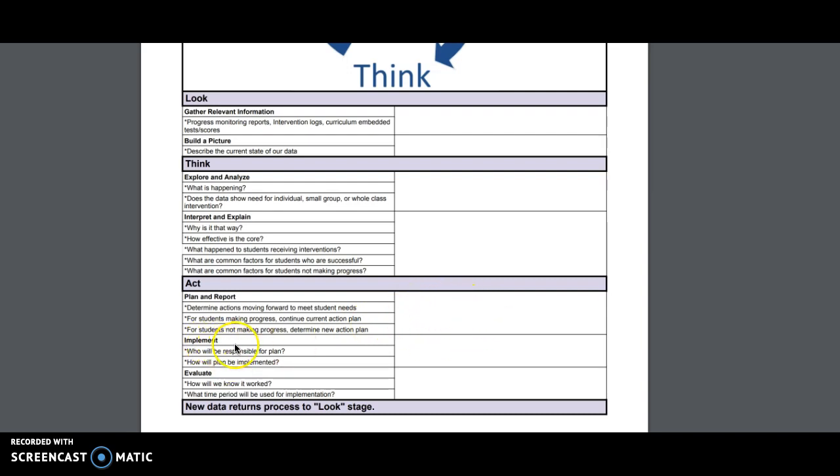We're going to talk about our implementation of our plan. So who's going to be responsible for the plan, how it's going to be implemented. We're going to fill in those portions and really have that laid out. And we're going to evaluate. So how are we going to know that our plan worked or didn't work? And then what's the time period that we're going to use to determine that?